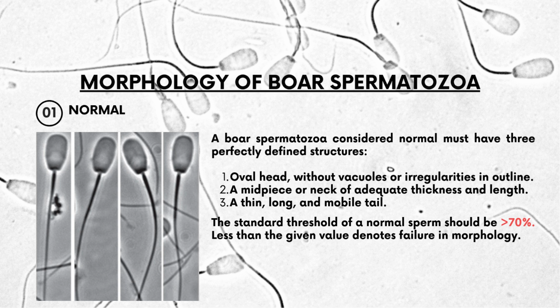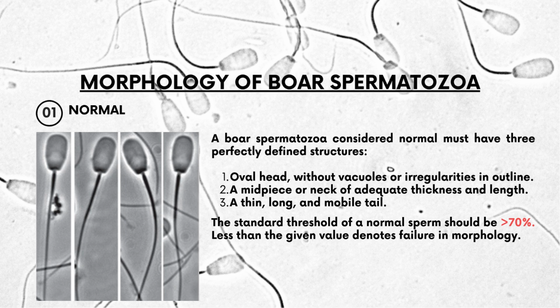Now we are moving on to the morphology of the boar spermatozoa. The picture shows the normal morphology of a boar's sperm. The spermatozoon of the boar closely resembles that of other domestic species. A boar spermatozoon considered normal must have three perfectly defined structures: an oval head, without vacuoles or irregularities in outline, a midpiece or neck of adequate thickness and length, and a thin, long, and mobile tail.